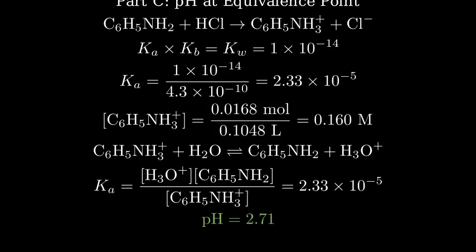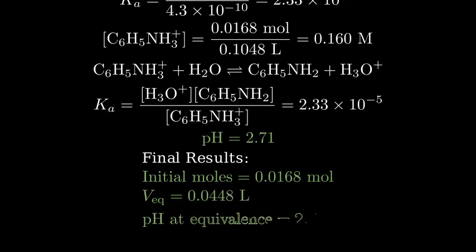Let's summarize our results. The initial solution contains 0.0168 moles of aniline. The equivalence point occurs at 0.0448 liters of HCl, and the pH at equivalence is 2.71.